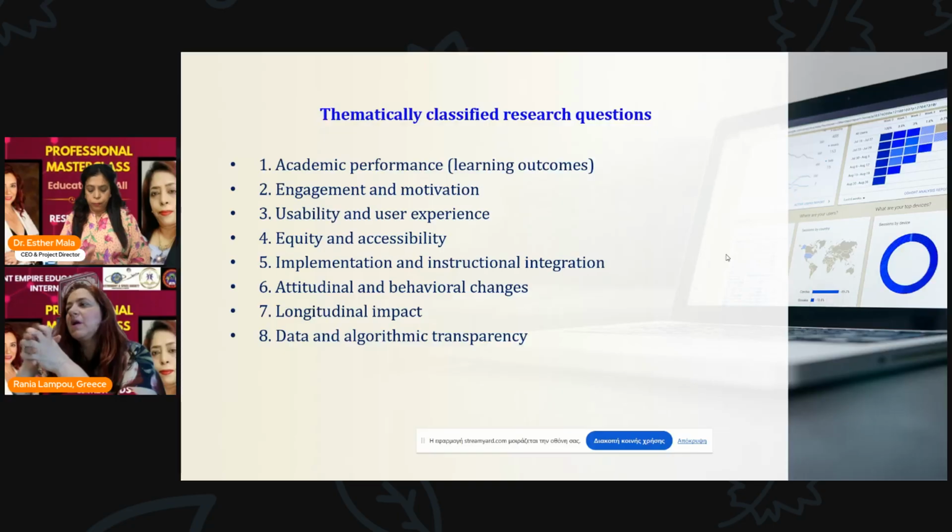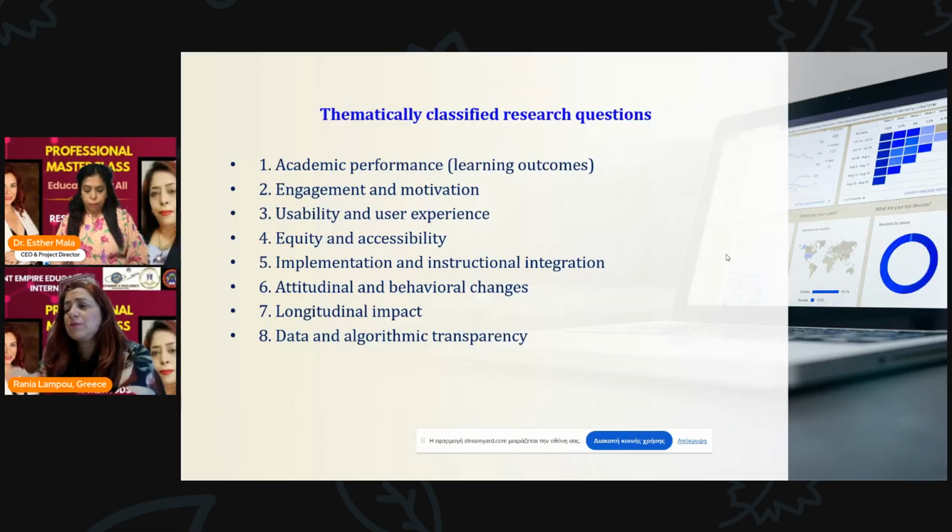For example, how user-friendly do students and teachers find the AI tool? What challenges do students face while interacting with the tool? Or how satisfied are teachers with the integration of the tool into their instructional practices? So questions like this. In the field of equity and accessibility, what you can formulate: Are there differences in the AI tool's effectiveness across student demographics, gender, socioeconomic status, or prior achievement levels?